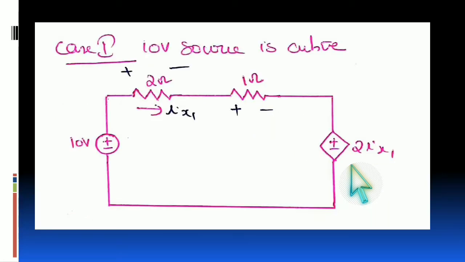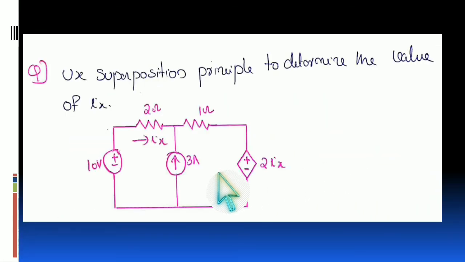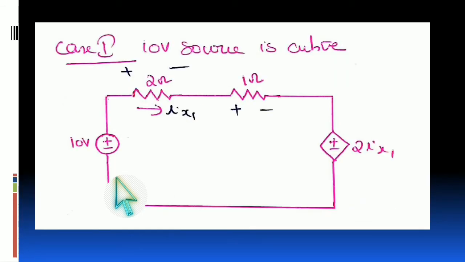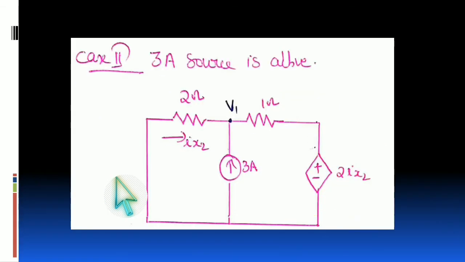Okay, let us now focus on this 3 ampere current source, which means we are going to find out the current through this 2 ohm resistor when this 3 ampere source is acting alone. And for calculating that, we have to replace this 10 volt voltage source with a short circuit. After short circuiting the 10 volt voltage source, our circuit looks like this. Ix2 is marked as the current through this 2 ohm. Correspondingly, the dependent source quantity changes to 2Ix2.